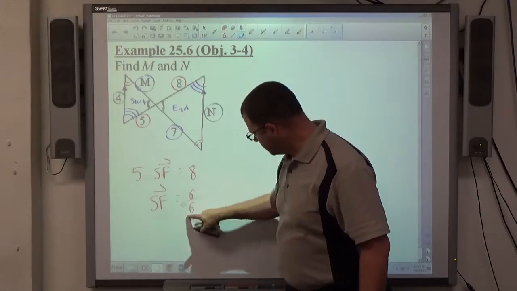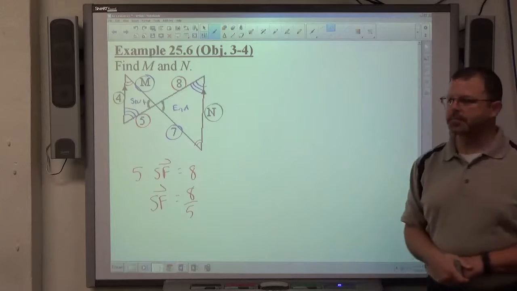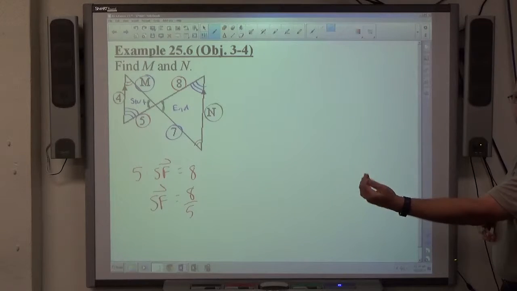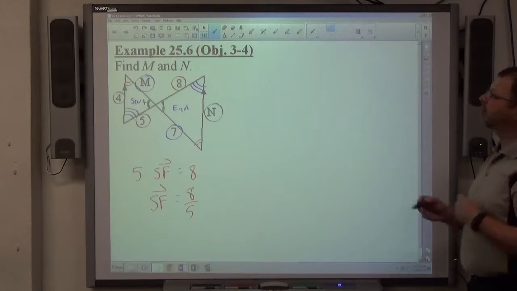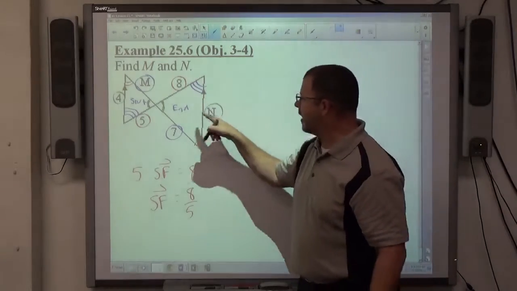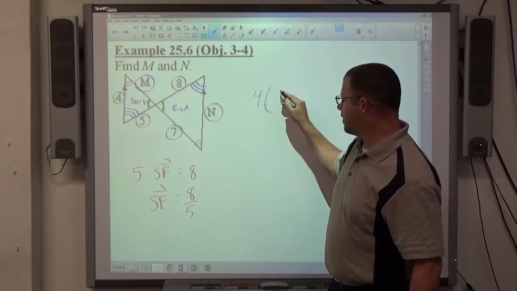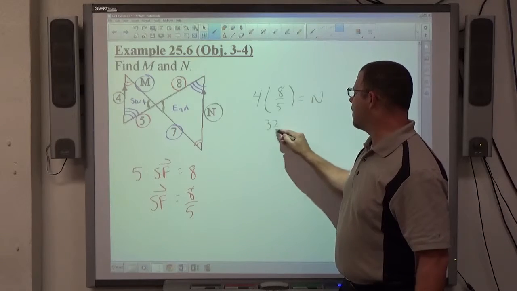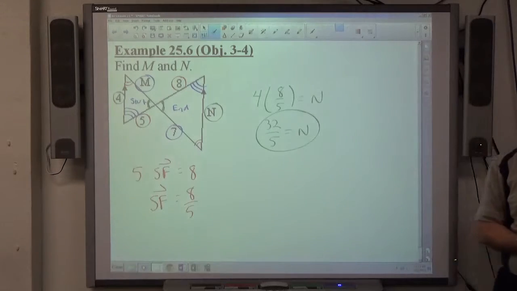Try again. 8 over 5. There we go. Terrible writing there. So the scale factor is 8 over 5. That's taking me from the left side triangle to the right side triangle. I've got to multiply the left side measure times 8/5 to get a right side measure. So if I'm going for n, I've got to start at 4, multiply by 8/5 to get n. So 4 times my scale factor 8/5 is equal to n. That gets me 32 over 5 equals n, which is real simple. Worked really nicely, like scale factor should work, right?